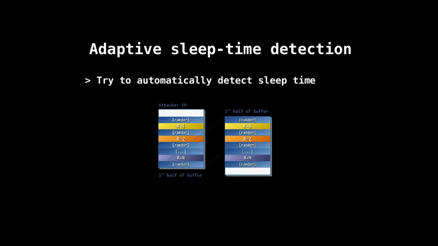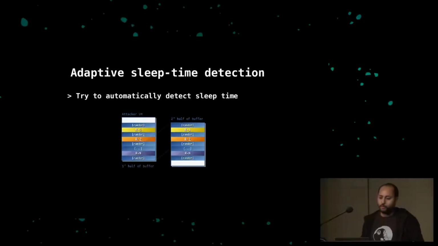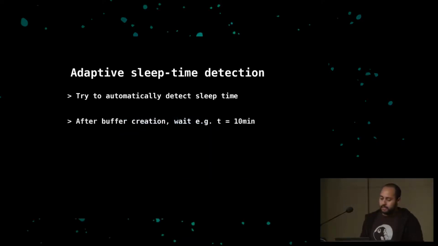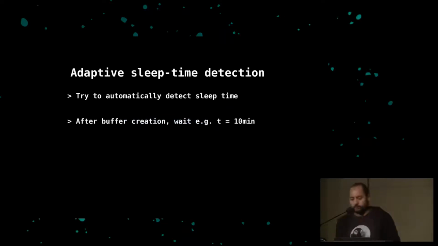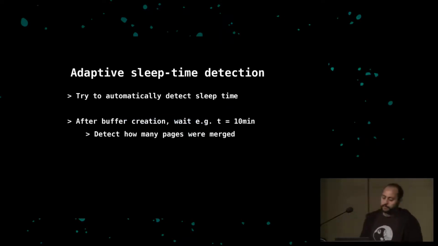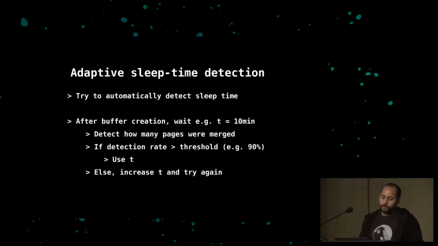So what you create is basically the situation like on the slide, where you have a lot of merging opportunities. So you basically give the memory deduplication scheme a lot of work. You create a lot of pages that can be deduplicated. And then you wait a certain amount of time, like 10 minutes. You try to detect how many of these pages were merged by doing your detection magic. And if the detection is above a certain threshold, you say that's the right time, so you use it in your attacks. And if not, you just increase T and then you try again.